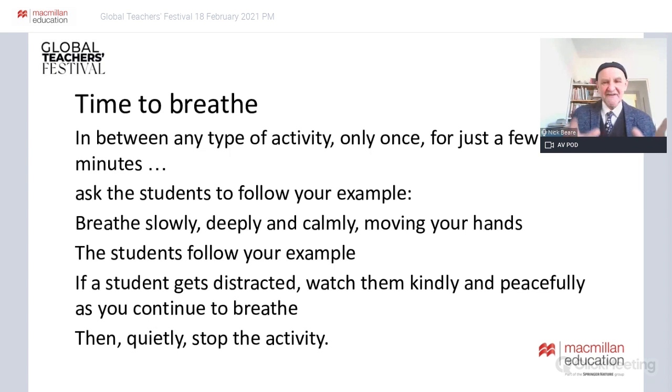Yeah, particularly when you feel the students are just kind of going away a bit, getting a bit lost, perhaps the minds are wandering and so on. A nice, quiet activity like this actually helps them to kind of just reset things, get going again. So basically, all you're doing, you ask the students to follow your examples. You breathe slowly, deeply and calmly, and you're moving your hands.